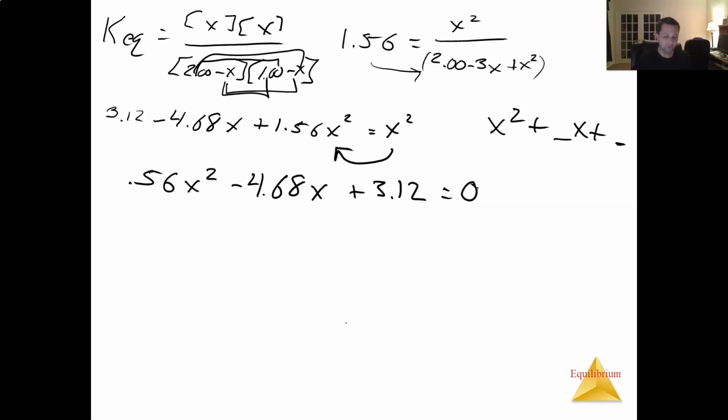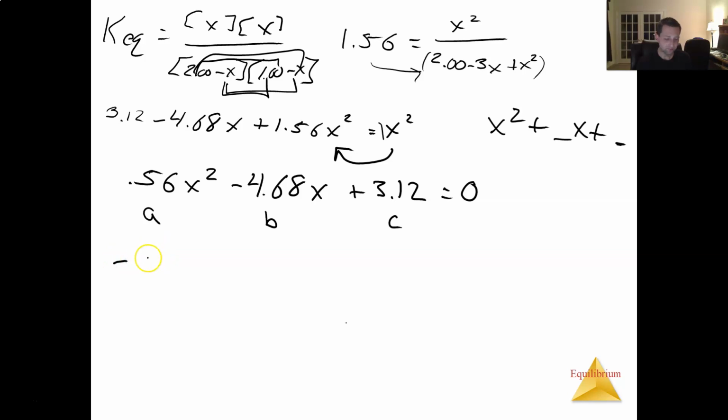Okay, I just needed to reformat it in the x squared plus something x plus something equals 0 format, right? So if I brought my 1.56 x squared over to the right and subtracted by that, I'd have a negative x squared, which is just a mess. So I just like to keep that positive if I can. Okay, so the 0.56, that's your A. The negative 4.68 is your B, and the 3.12 is your C for your quadratic equation.